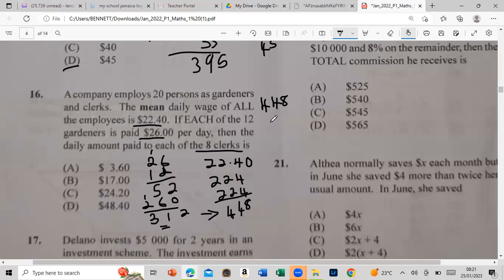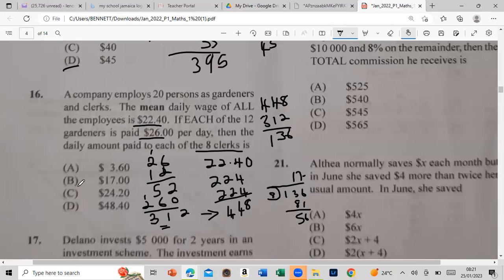Alright, so subtract the 312 now. This money is going to represent the 8 people. So that gives you 136. So the final would be 136 divided by 8. 8 into 13 goes 1 time, 1 times 8 is 8. 8 from 13 leaves 5. 8 into 56 is 7.